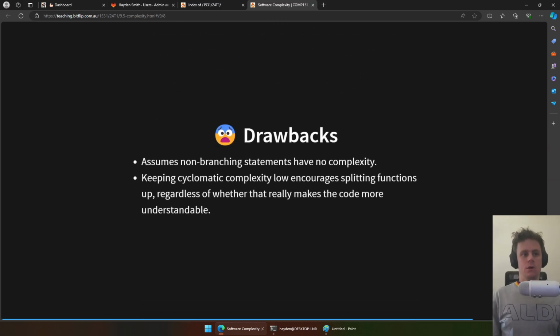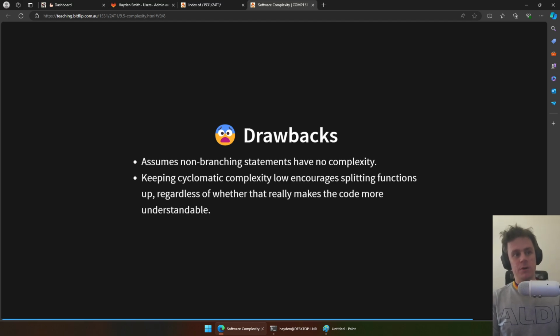One of the drawbacks of this approach, of course, is that it does make a very strong assumption that non-branching statements have no complexity, which isn't always true. Sometimes you can get code that's just really long. Like in this case, a function that has no if and else statements in it, no while and for loops, but is a million lines long, would be considered to have a cyclomatic complexity of 1, right? 1 edge, 2 nodes, minus 1 plus 2 is 1. So that would be weird because a million line function does not have a trivial complexity. It has a real complexity. So that's one drawback of the approach.